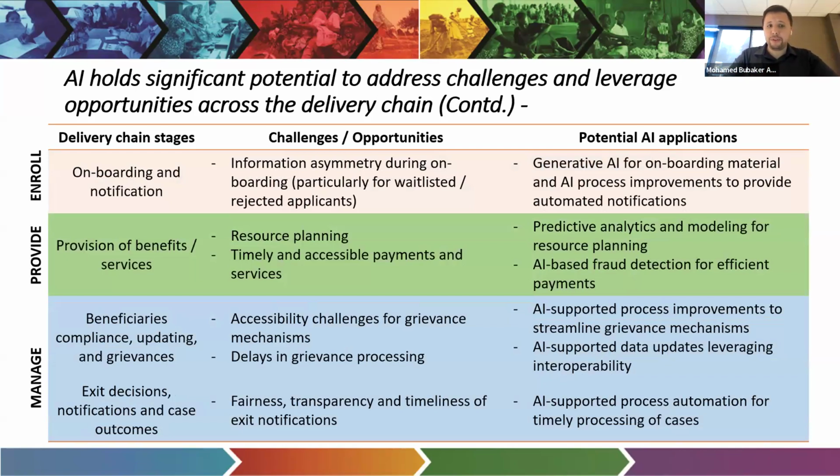For example, if we take the provision of benefits and services, which is technically the payment aspect, resource planning, timely and accessible payments. Another thing maybe I didn't add here is the reconciliations, where you make sure that you paid who you're supposed to pay. And I think AI can also play a key role.